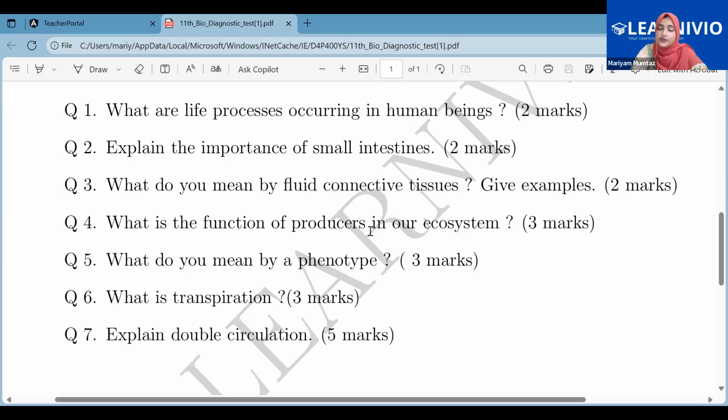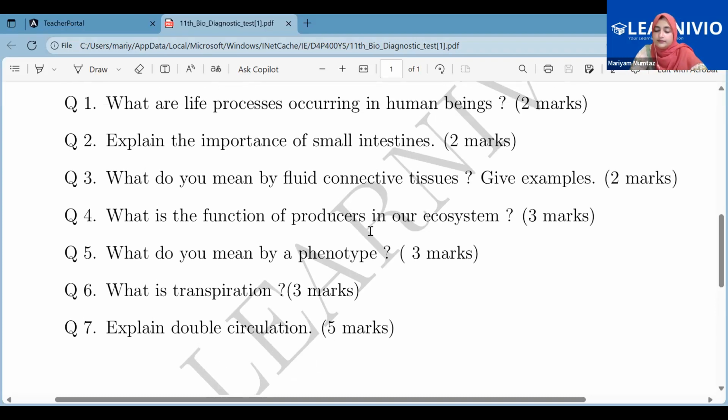What is the function of producers in our ecosystem? What are the producers of our ecosystem? And if there's any question that you don't know, then you can skip the question. Plants. Plants are the producers. Okay. What is the function of producers? They provide food to the entire ecosystem. They create food.